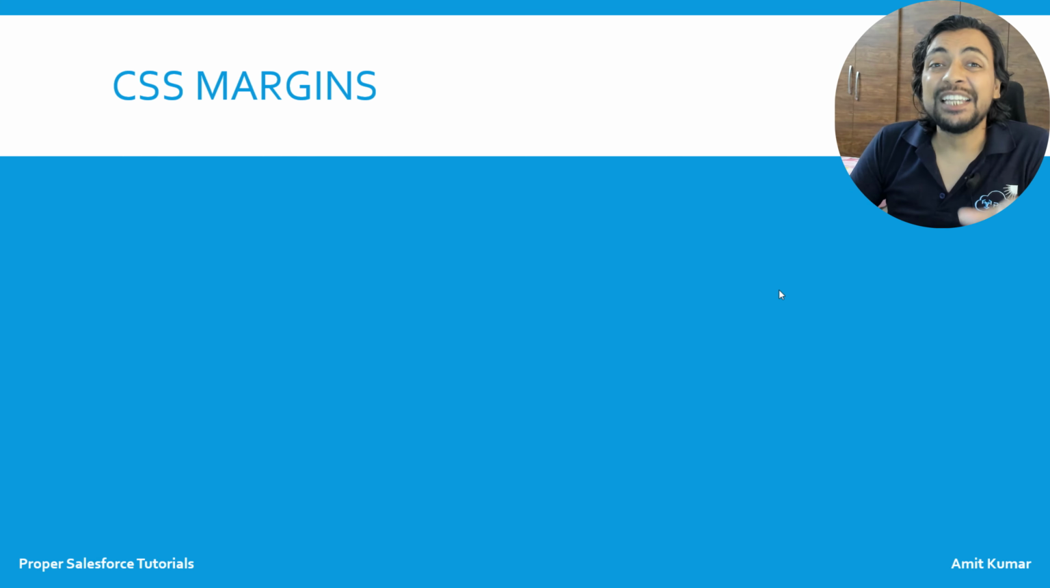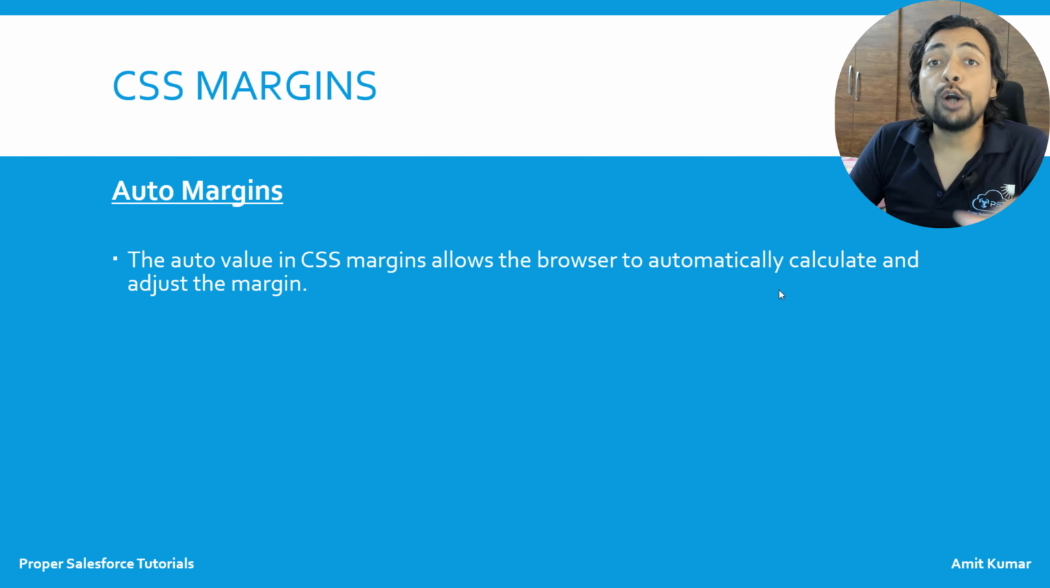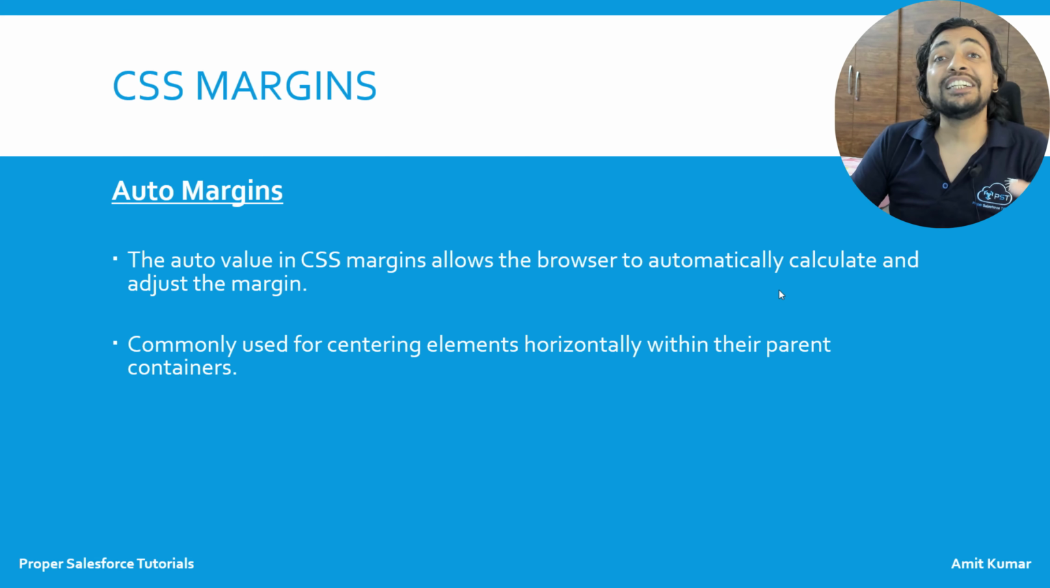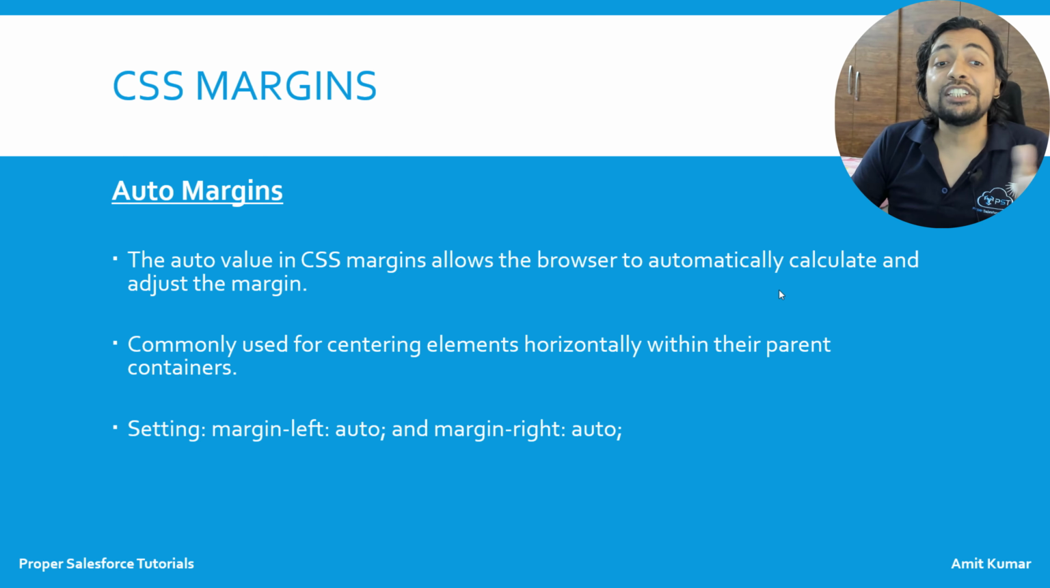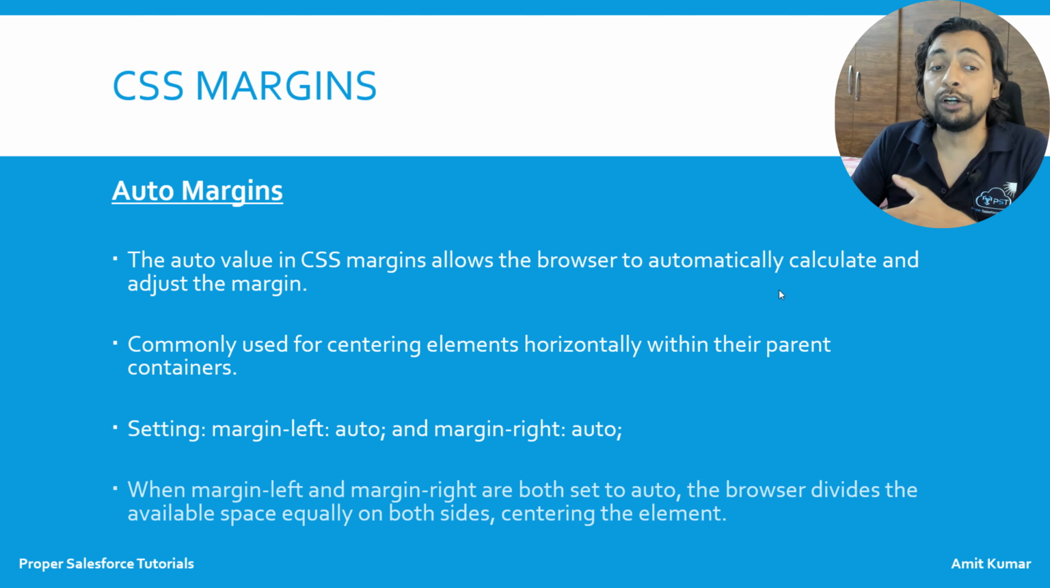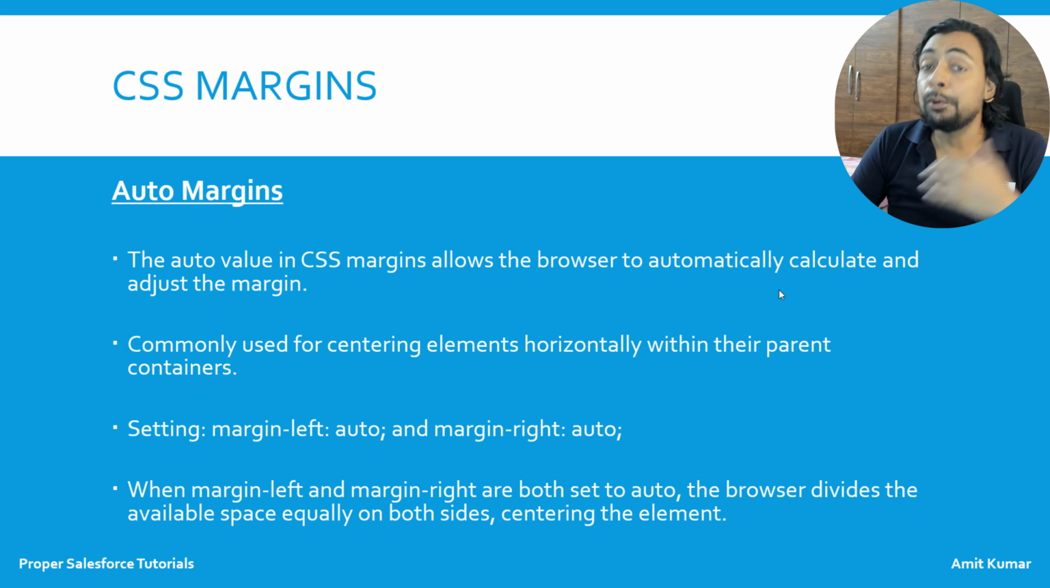Building a well-spaced web page is like constructing a well-organized room. Let's look at how auto margins can help. The auto value in CSS margins allows the browser to automatically calculate and adjust the margin. It is commonly used for centering elements horizontally with their parent containers. Setting margin left auto and margin right auto is the way we can actually center the element. When margin left and margin right both are set to auto, the browser divides the available space equally on both sides.